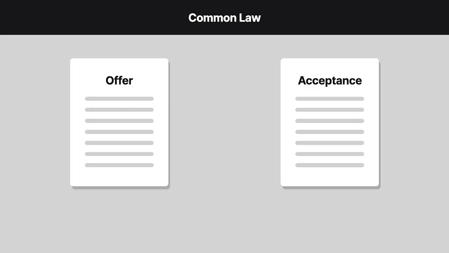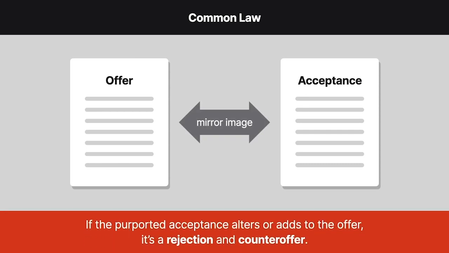At common law, for a contract to be formed, the acceptance must exactly match the offer's terms. If the purported acceptance alters or adds to the offer in any way, it's treated as a rejection and counteroffer. This is known as the mirror image rule.